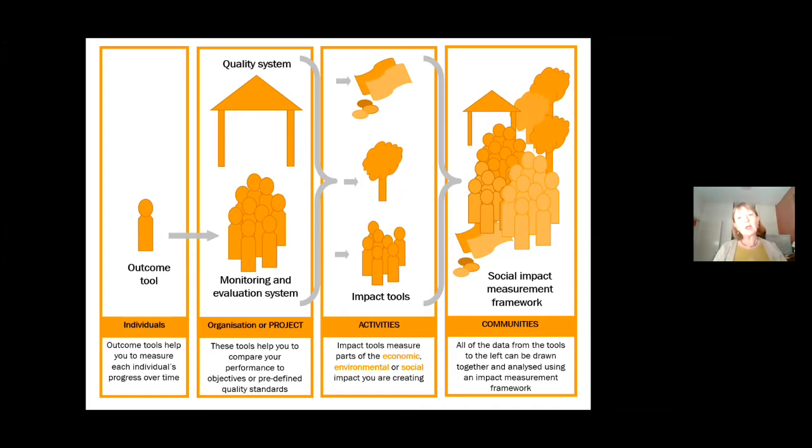And then in the third column we have at the top money. What was the financial impact of what we achieved, the economic impact? We've got a tree representing environmental impact and a group of people representing social impact. So is there a wider impact of the work we do in the world around us? And then finally, a social impact measurement framework, which will collect all of that together and tell your story in a coherent way, looking at all the different things that you do.